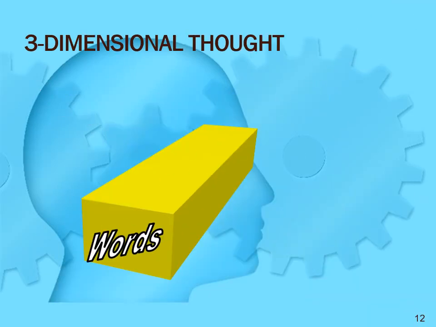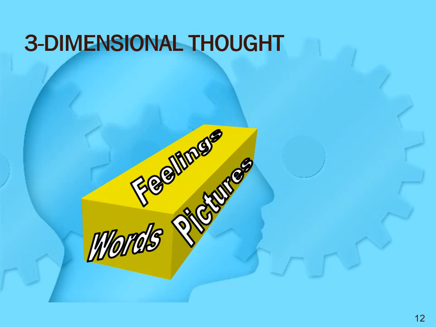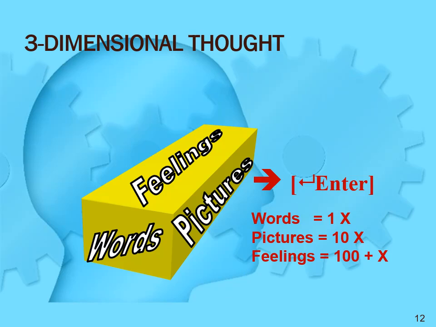Now, we've talked about how we think in pictures, but our thoughts are three-dimensional. While we translate things to pictures, the impact that they have on us is in 3 dimensions. So if you read a word, it's like it gets entered into that computer one time. If you see a picture or think of a picture, it's kind of like it gets entered 10 times. If you have an emotion about it, a feeling, it could be 100 times or 1,000 times.